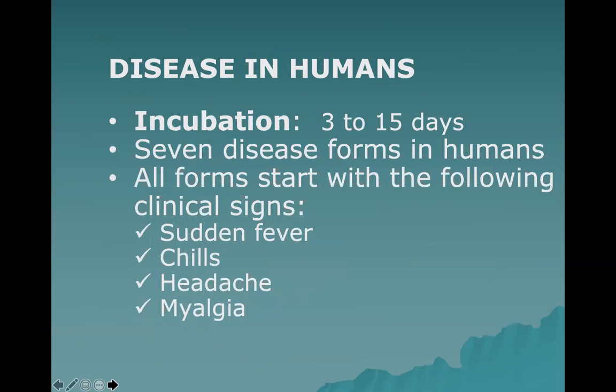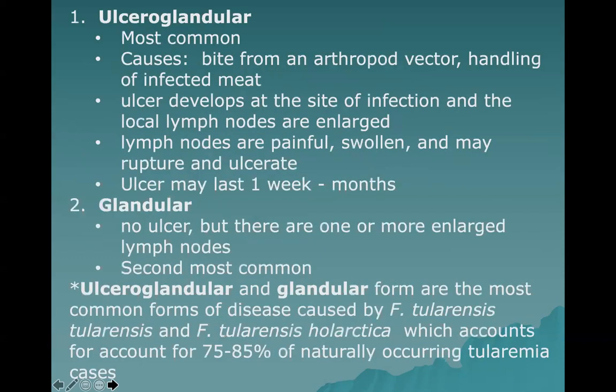Seven disease forms of tularemia are reported in humans, but all these forms start with the following signs: sudden fever, chills, headache, and myalgia or muscle pain. The first form of tularemia in humans is the ulceroglandular form. This is the most common form of tularemia in humans, which is caused by an arthropod vector or can be acquired from handling of infected meat.